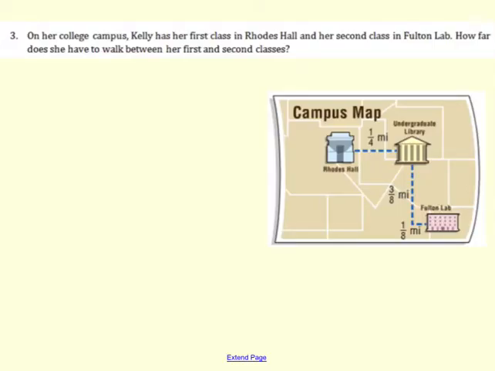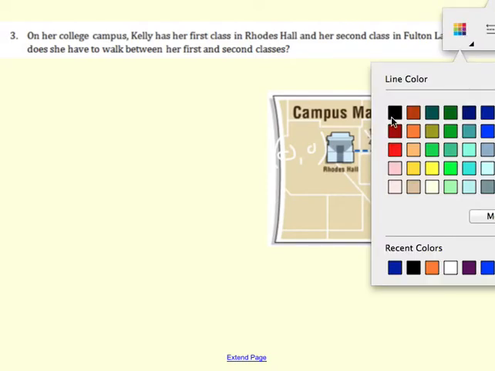Let's take a look at number 3. On her college campus, Kelly has her first class in Rhodes Hall and her second class in Fulton Lab. So what I'm going to do is call Rhodes Hall the point 0, 0. Then let's take a look at how far I'm traveling. First of all, these are all in eighths, and this is in a fourth. So in order for us to add the fractions, they all have to be the same. I'm just going to make a note that 1/4 is the same fraction as 2/8.